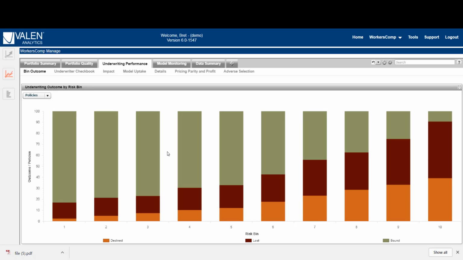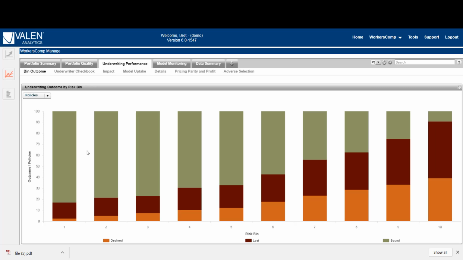This graph displays the bound business in green, declined business in orange, and lost business in red by bin. We see here that bin 1, our best quality risks, have a very high bind to quote ratio in green. They have very few declinations in orange. We also have the lowest rate of lost opportunities in red for these excellent accounts.